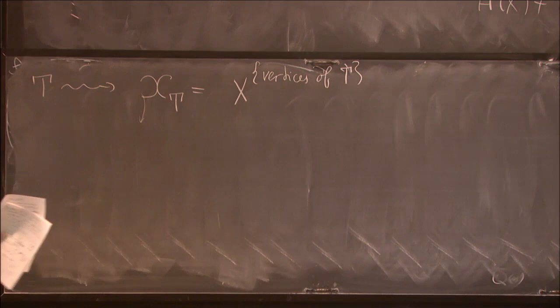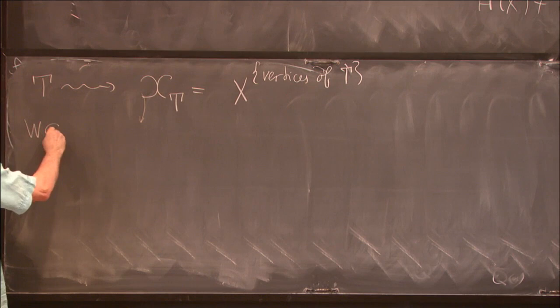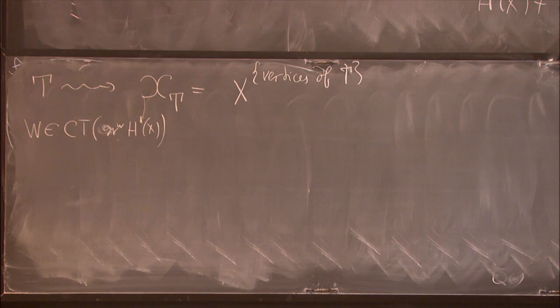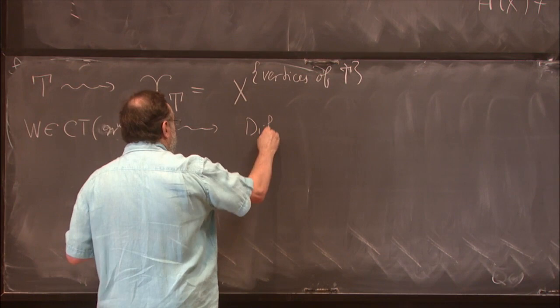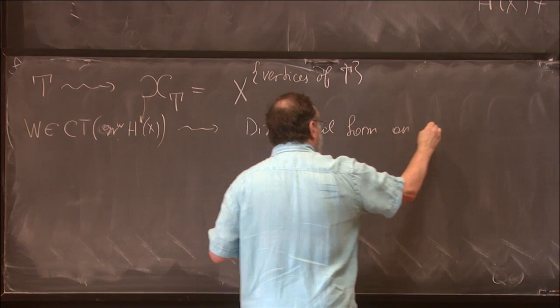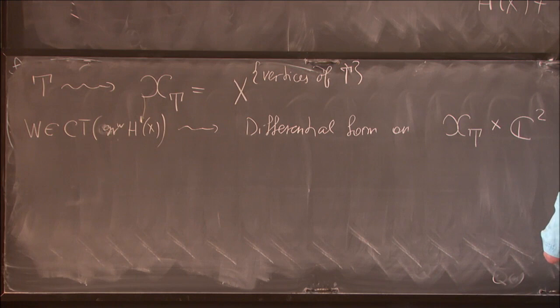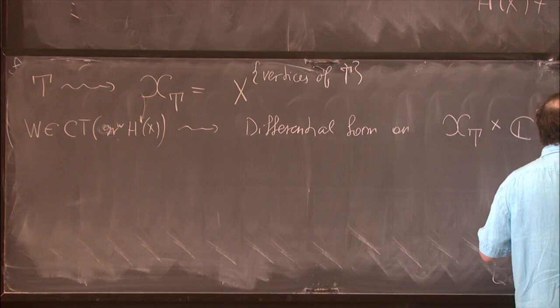So I'm taking some word w in the Lie algebra, I can just take w of H1 of x. We're now in the Betti realization, so it's just a vector space. And I assign to this some differential form on this space x sub t cross the twistor plane. This C2 I call the twistor plane, and it's just a standard plane with coordinates z and w.